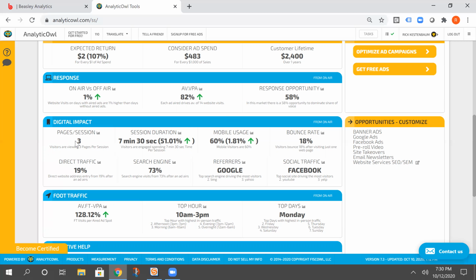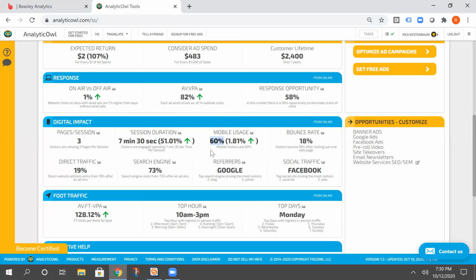What are these advertisers seeing? They're seeing 3 pages per session for visitors to their website. They're seeing 7 minutes, 30 seconds spent on the site. Well, now clearly, that is somebody who's serious about buying a car. They're obviously browsing inventory, checking out details about the dealership. That's a good sign.